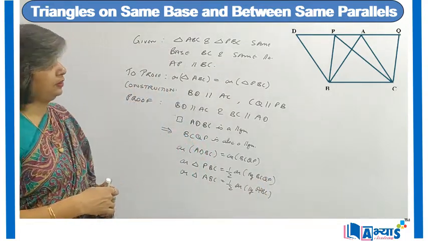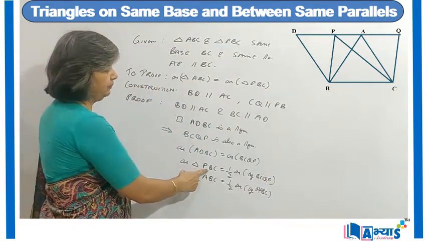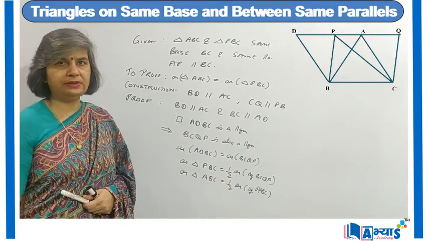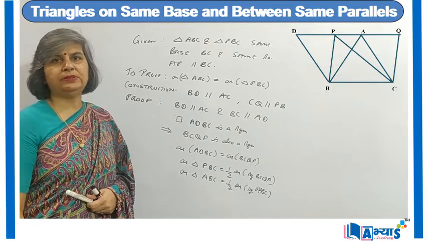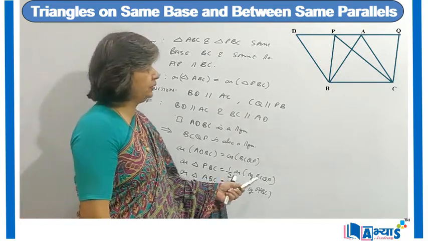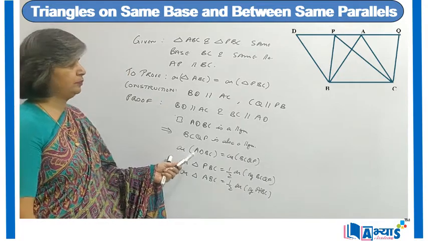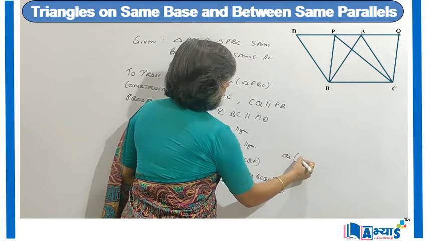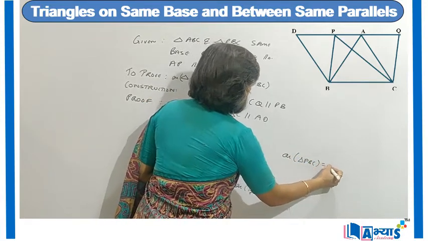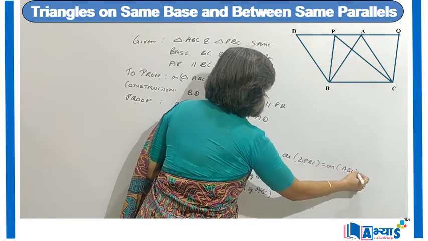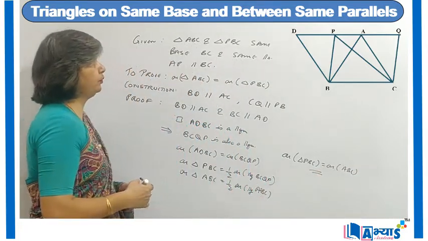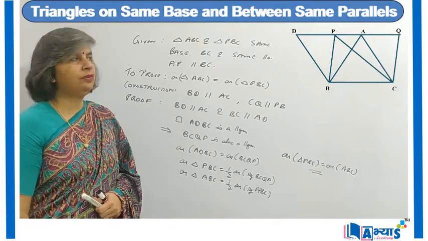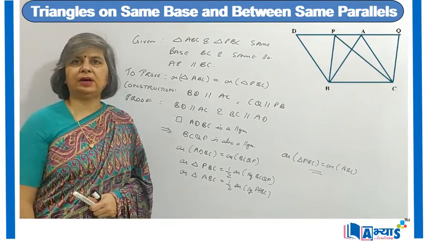So we can say that area of triangle PBC is half of parallelogram BCQP and area of triangle ABC is half of parallelogram ADBC. And we know that the areas of both the parallelograms are equal, as we have just proved. So we can say that area of triangle PBC is equal to area of triangle ABC. Hence, we have proved that if we have two triangles on the same base BC and they are between the same parallels, then their areas are equal.